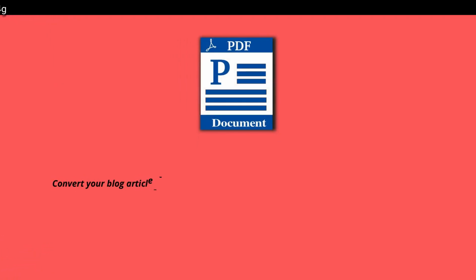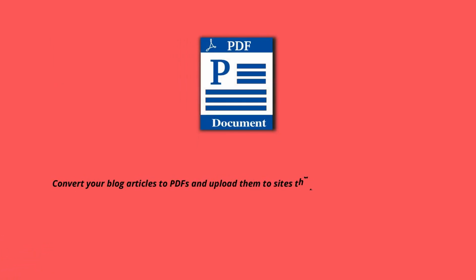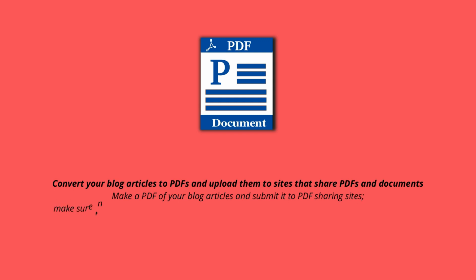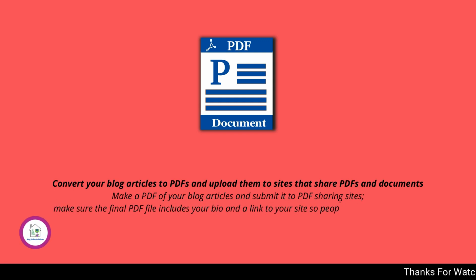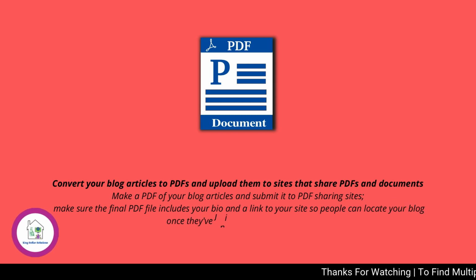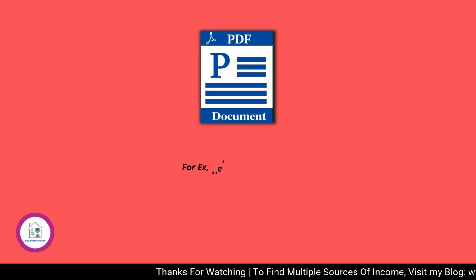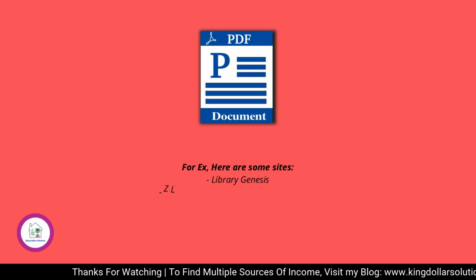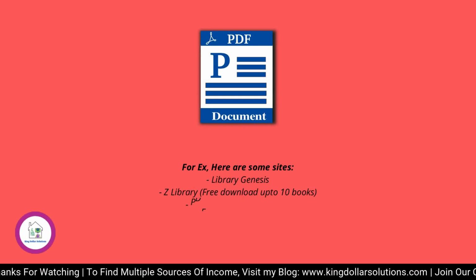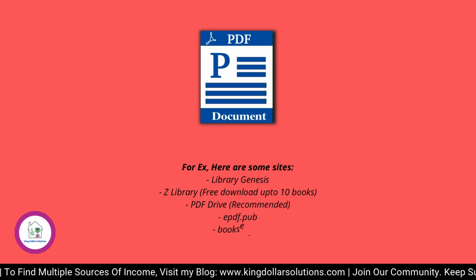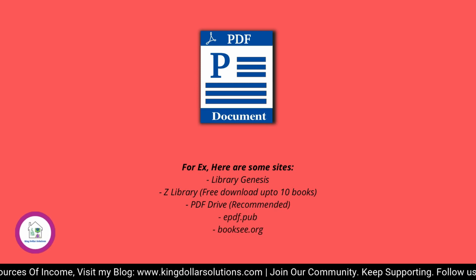Convert your blog articles to PDFs and upload them to sites that share PDFs and documents. Make a PDF of your blog articles and submit it to PDF sharing sites. Make sure the final PDF file includes your bio and a link to your site, so people can locate your blog once they've finished reading the PDF. For example, here are some sites: Library Genesis, Z Library, PDF Drive, epdf.pub, bookc.org.